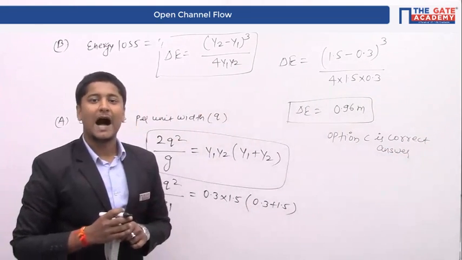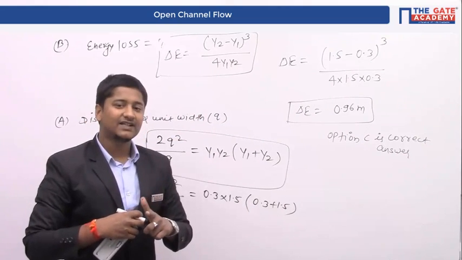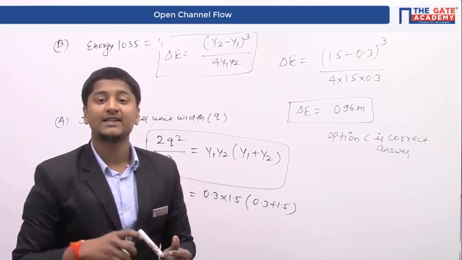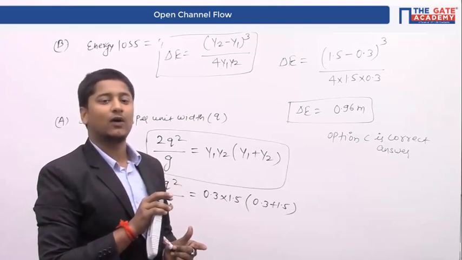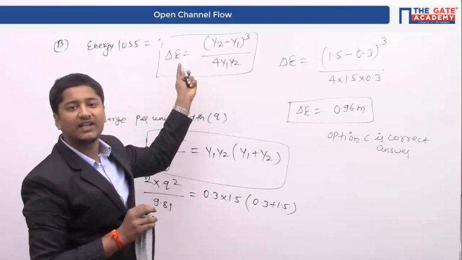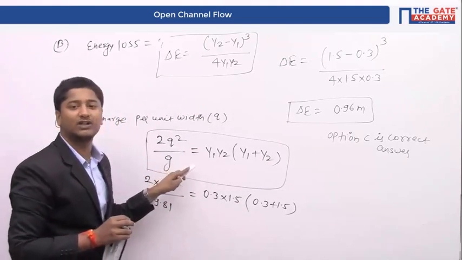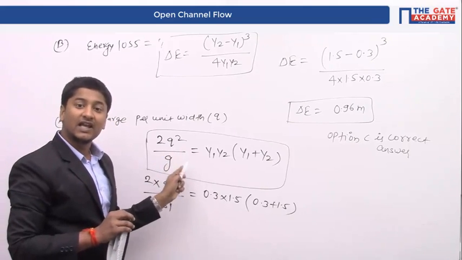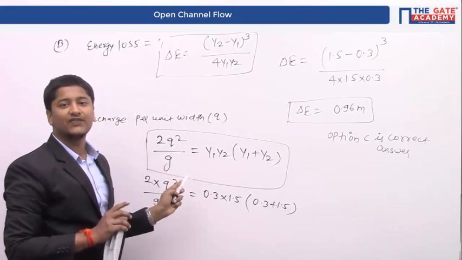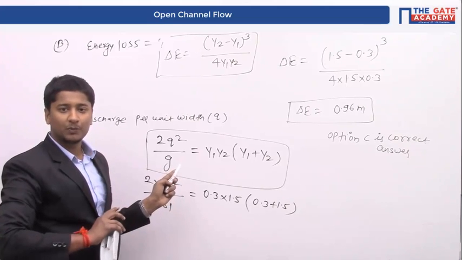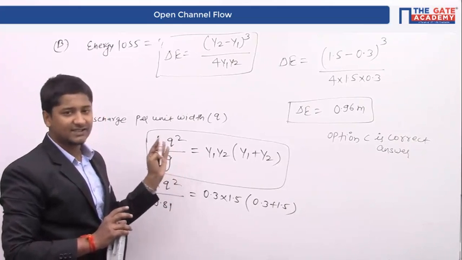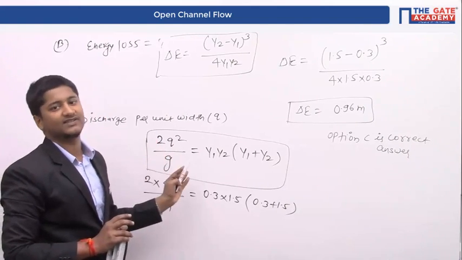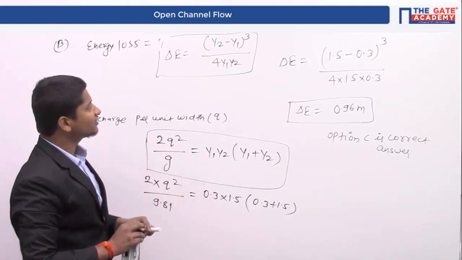So you understood how to find energy loss when a hydraulic jump is occurring in a rectangular section. This is the formula to find the energy loss, and this is the formula to find the discharge per unit width. Both formulas are especially for rectangular section, so please don't be confused. Okay, so this is our first question.